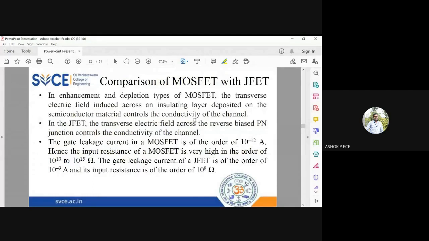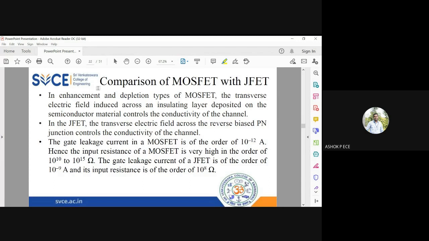Now we are going to compare MOSFET and JFET. First we'll compare what is the difference between MOSFET and JFET. In MOSFET we have enhancement and depletion type.